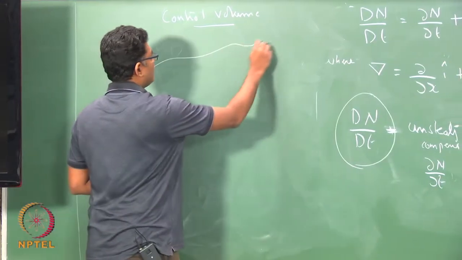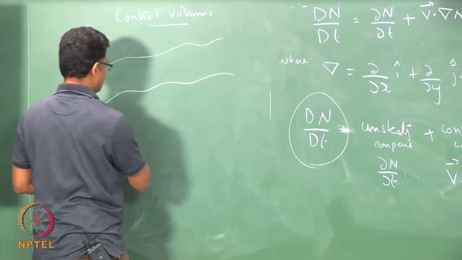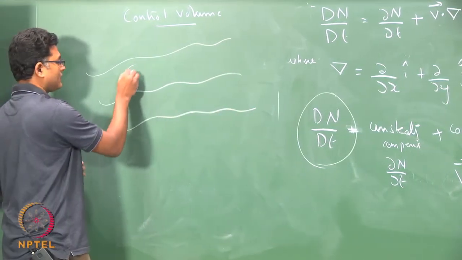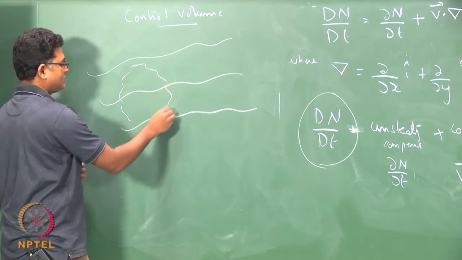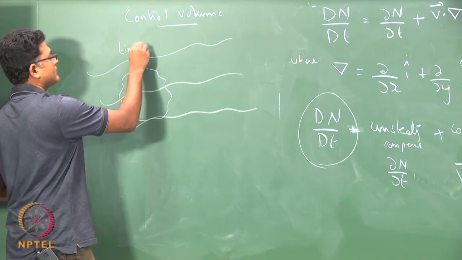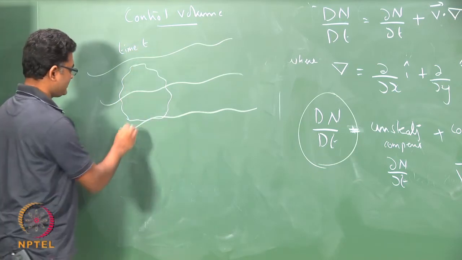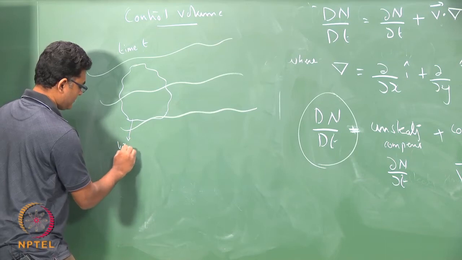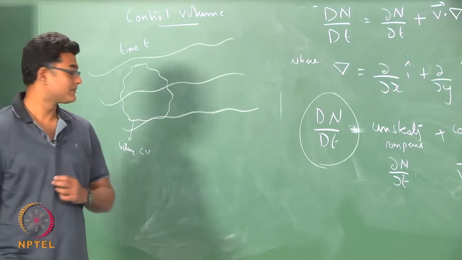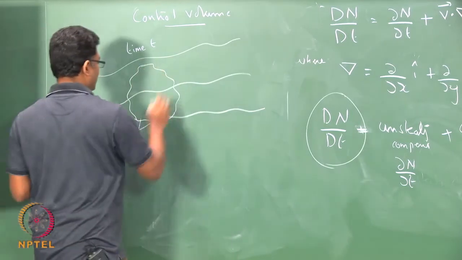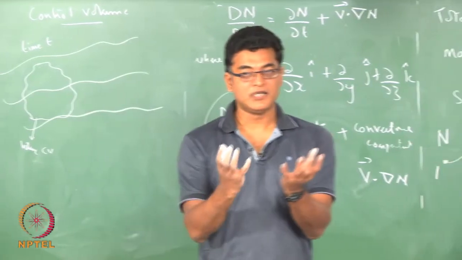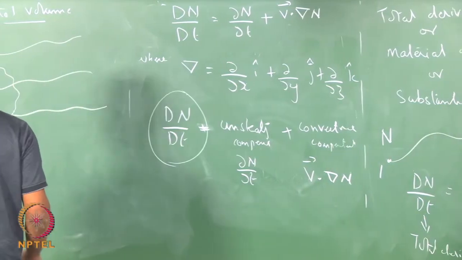If I have a fluid flow, I consider a mass at time t which occupies a volume, which I define as my control volume. So, this consists of several particles which contribute to the mass of the control volume.